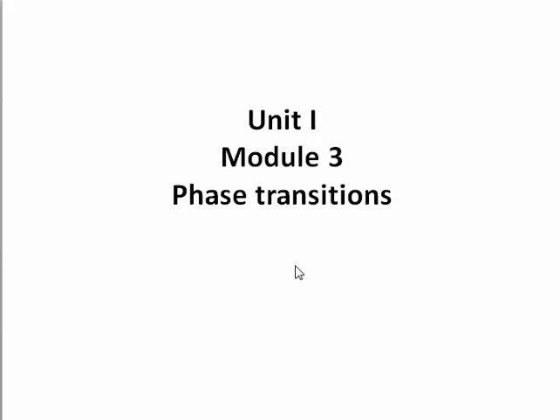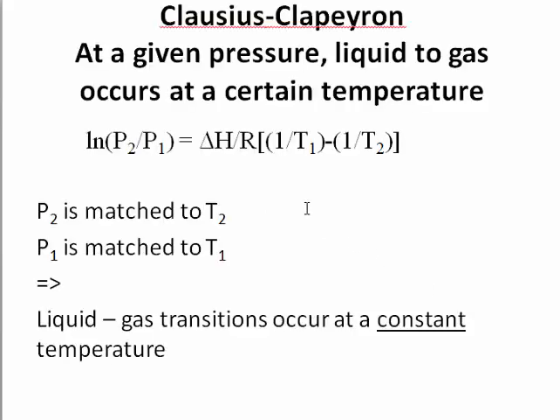This is the lecture for Module 3 of Unit 1 concerning more information on phase transitions. Let's take a moment to review what we already know. According to the Clausius-Clapeyron equation, at a given pressure, liquid-to-gas transition occurs at a certain temperature.